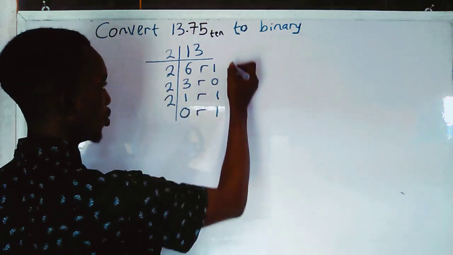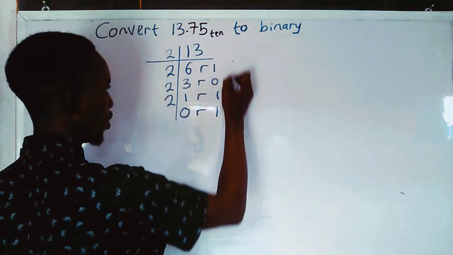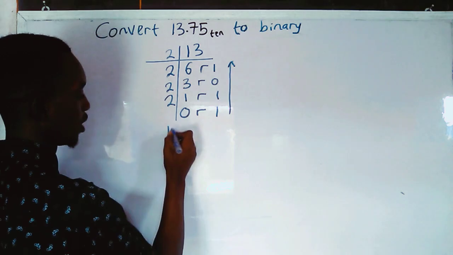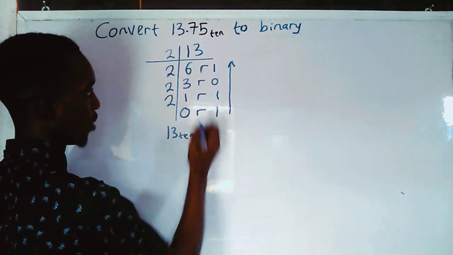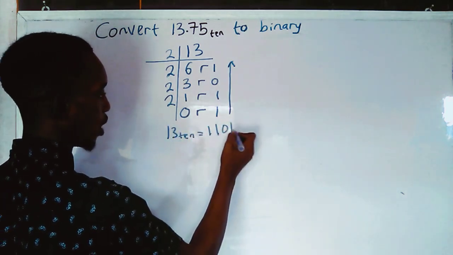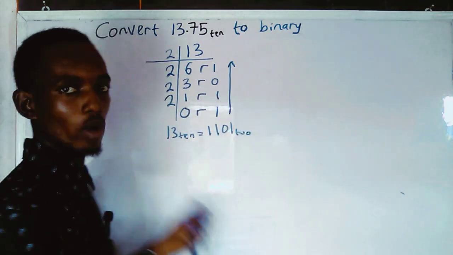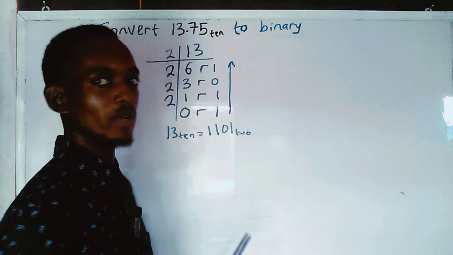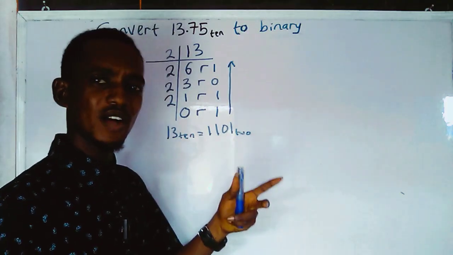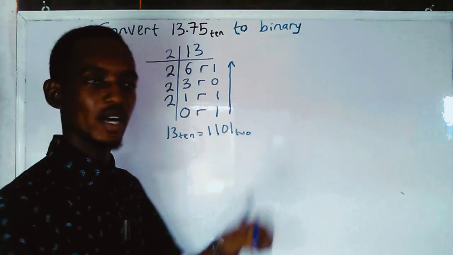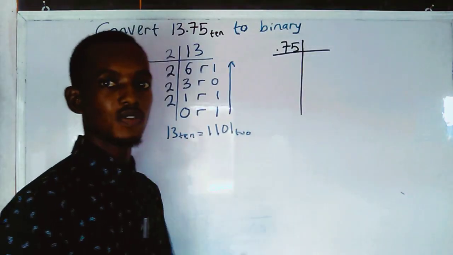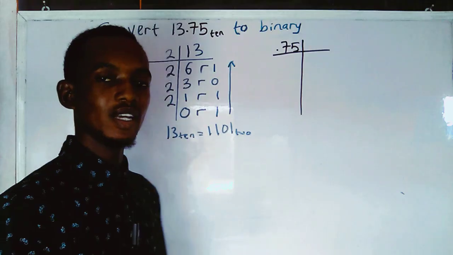Then our final answer will be read upwards, not downwards, upwards. So 13 base 10 is now equal to 1101 base 2. We have converted 13 to base 2. Now it remains 0.75. So how do we convert a decimal part to binary? It's very simple. Converting this 0.75 to binary is actually very simple.